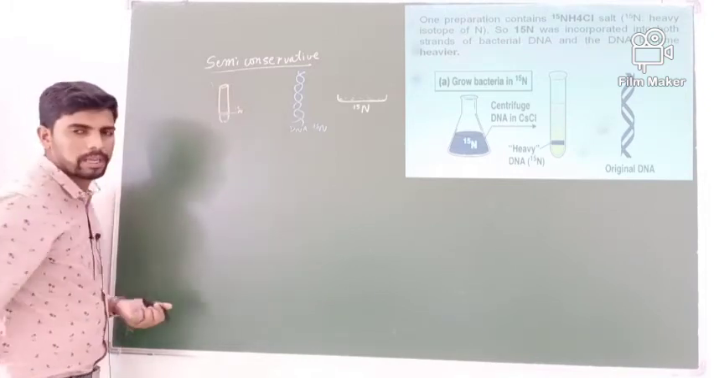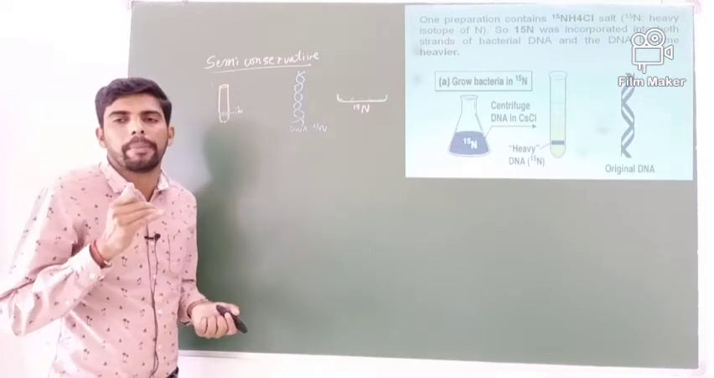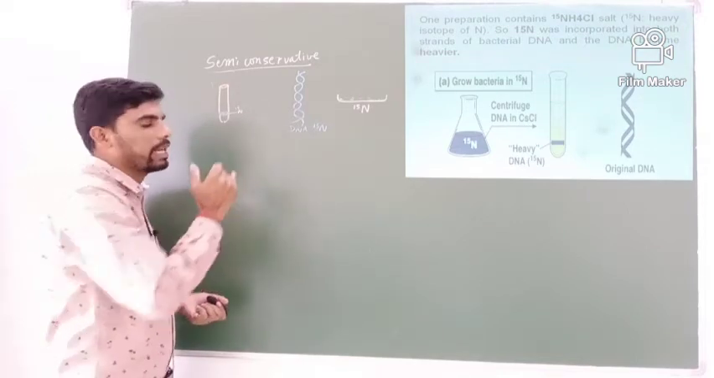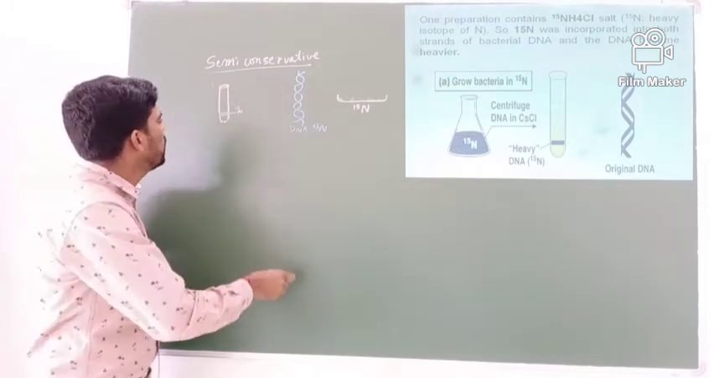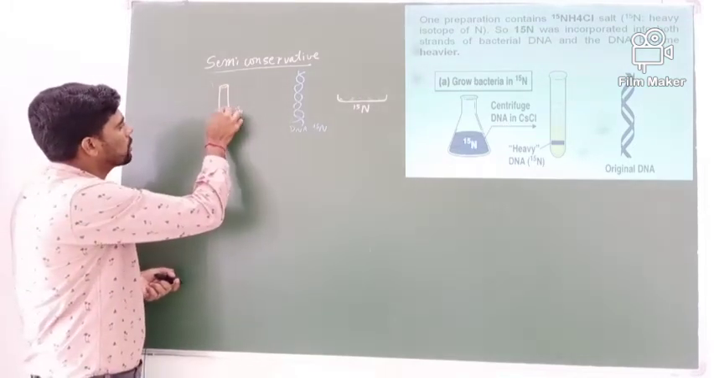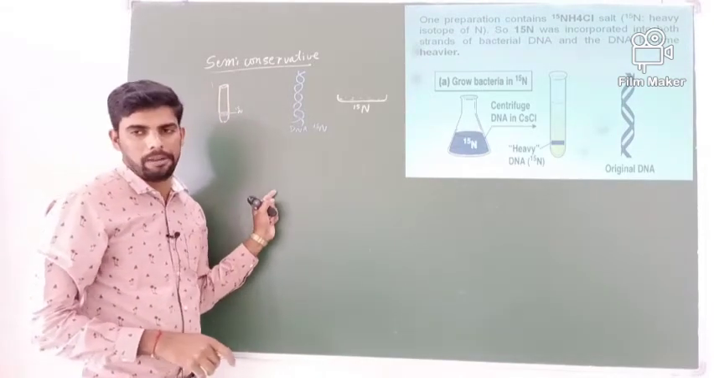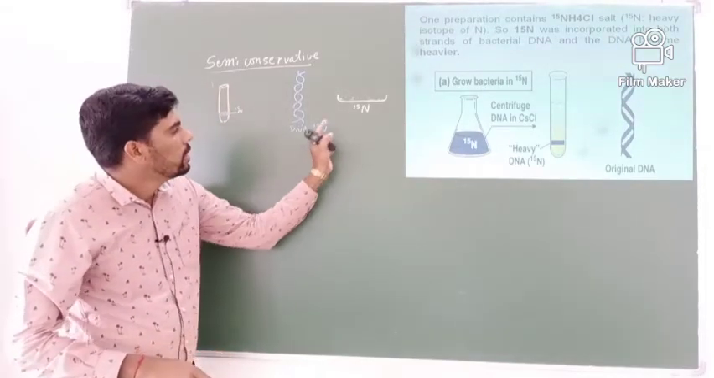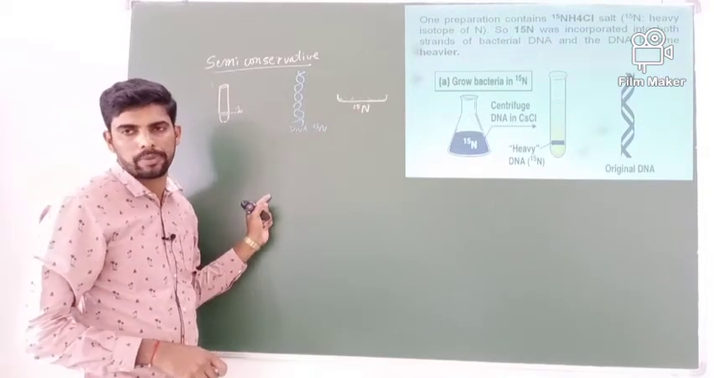N15 is the first step. That means grow the E. coli bacteria in an N15 media, then centrifuge the sample. The DNA will be deposited at the bottom of the test tube because it will be heavy DNA, DNA with 15 nitrogen, heavy isotopes.